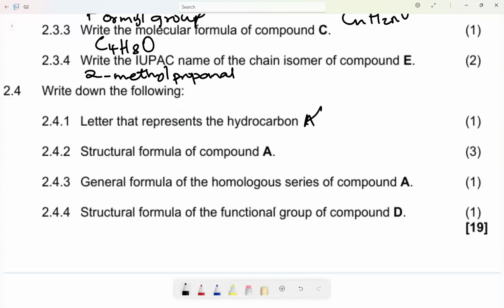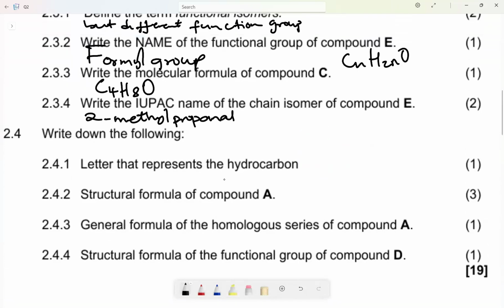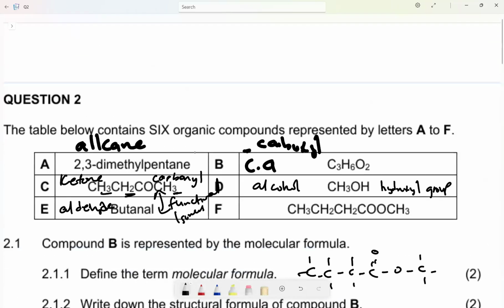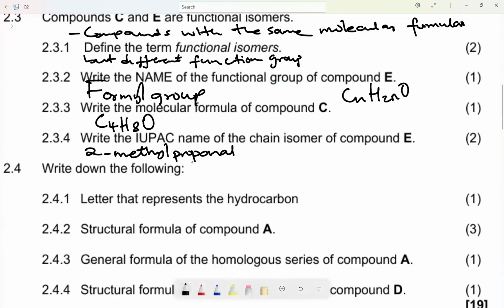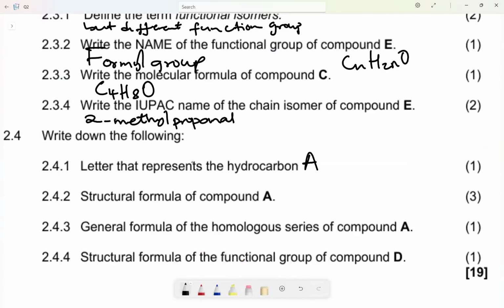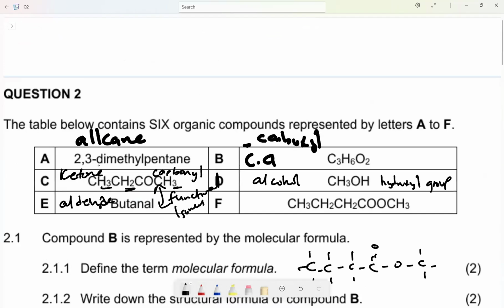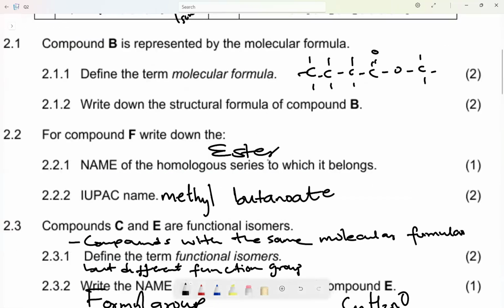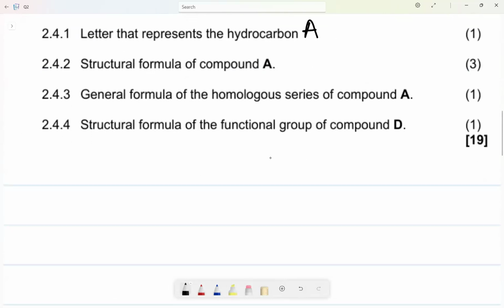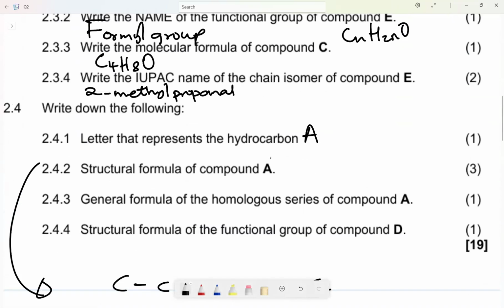Remember, a hydrocarbon is an alkane, alkene, or alkyne. Number A. Structural formula of compound A: 2,3-dimethylpentane. Pent is the longest chain, 1, 2, 3, 4, 5. Longest chain is pent.